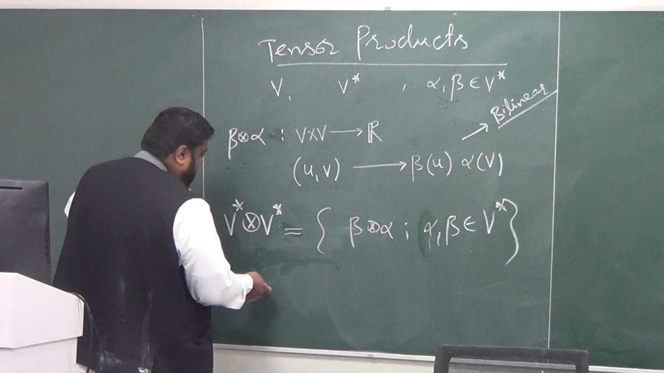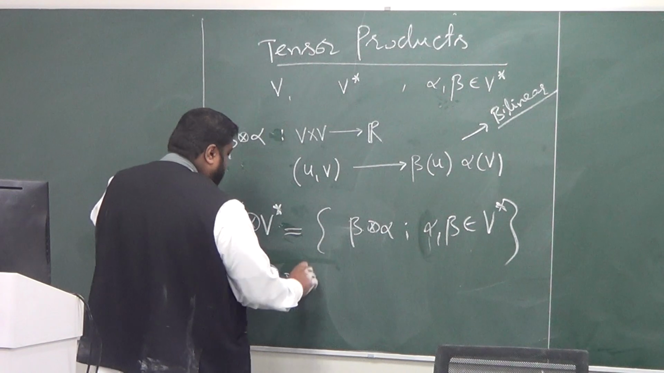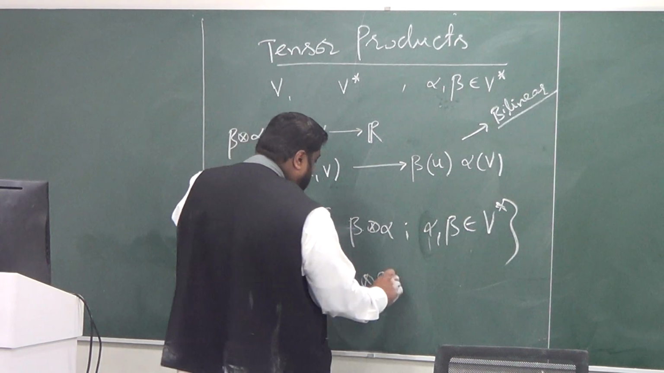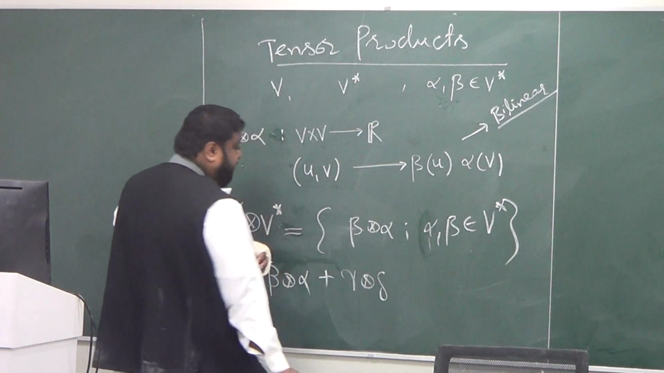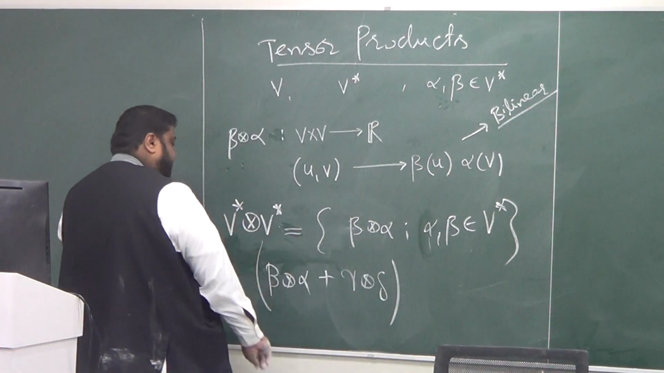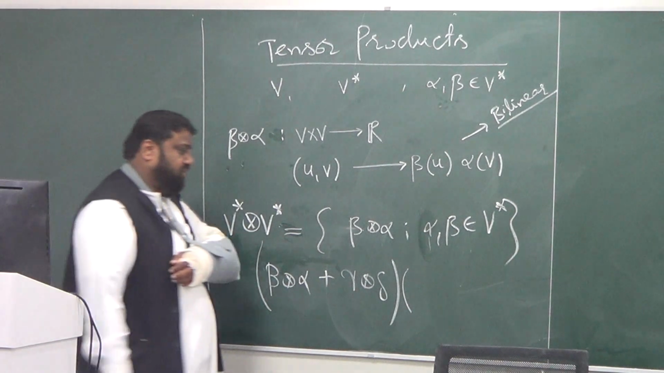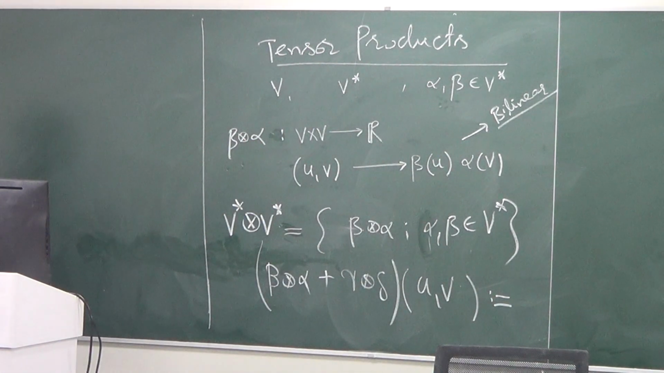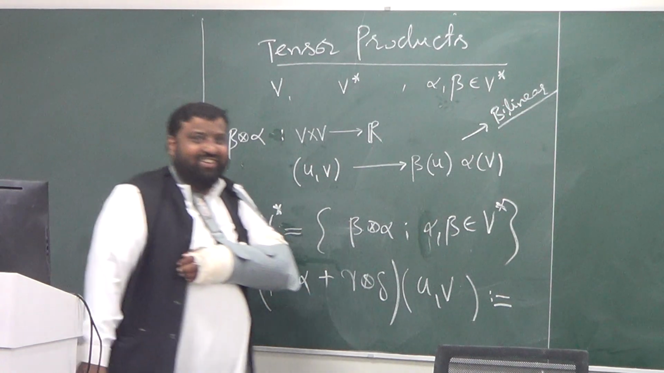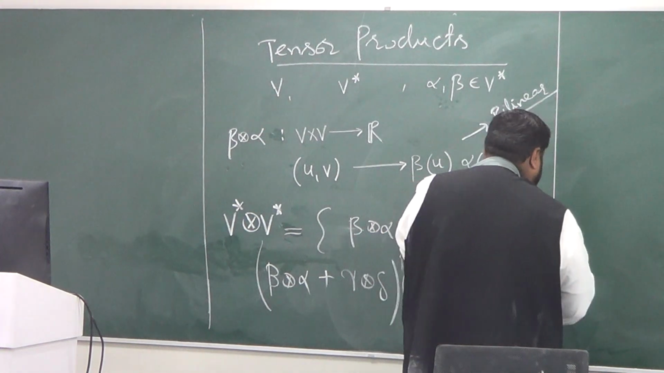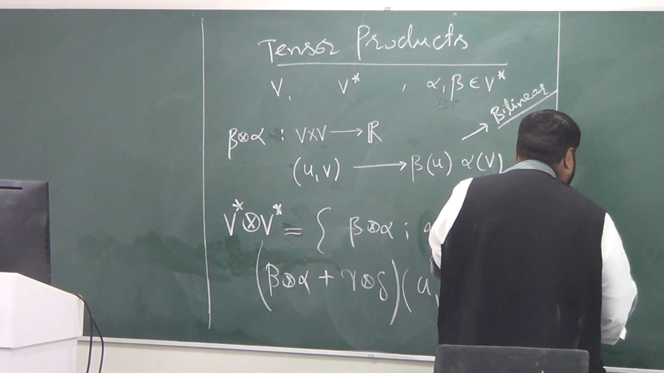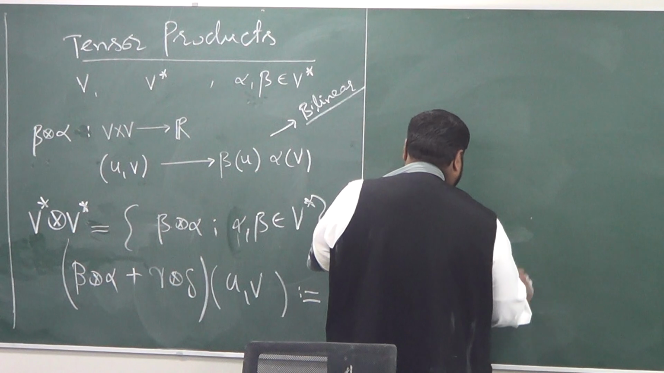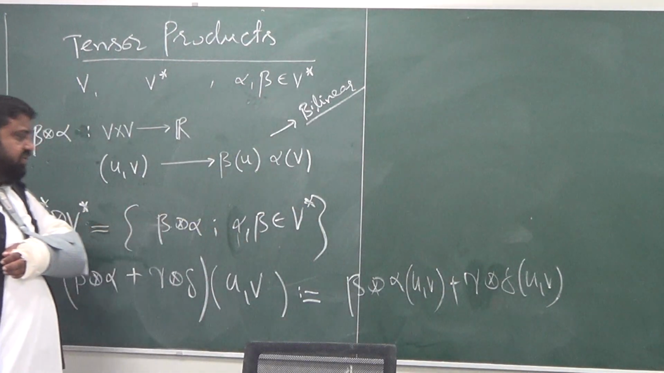Why shouldn't it be? So in other words, if I take a bilinear map, beta tensor alpha, and I take another map, gamma tensor delta, and I want to add them in some sense, and I want to operate them on some u, v, elements of V, the question is, what must be the addition? Take beta tensor alpha operated onto u, v, plus gamma tensor delta operated onto u and v. This must be the definition.